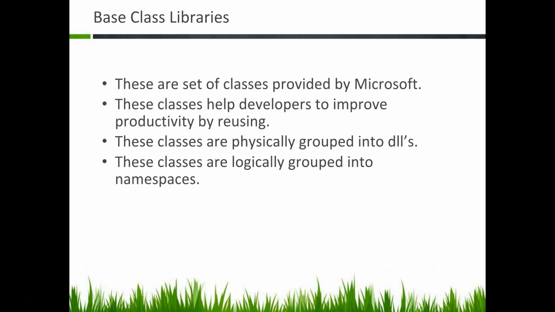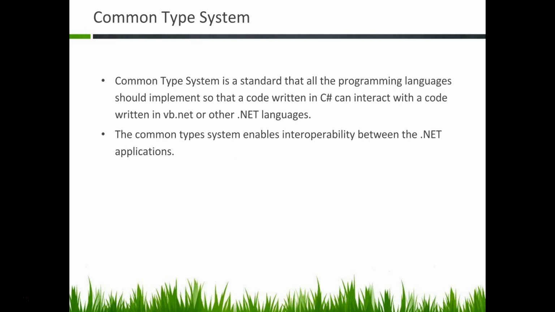Okay, so that namespace will have all the IO related classes in them. So it's a logical grouping. And the next one is a common type system.